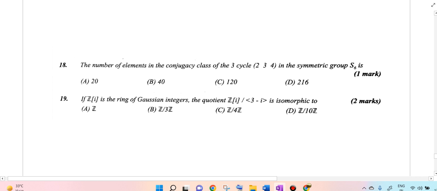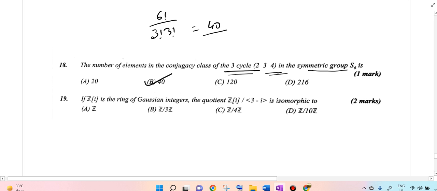The number of elements in the conjugacy class of the 3-cycle (2 3 4) in the symmetric group S6 is asked. In this case, the number of 3-cycles in S6 is given by factorial 6 divided by 3 times factorial 3. So 40 is the answer.